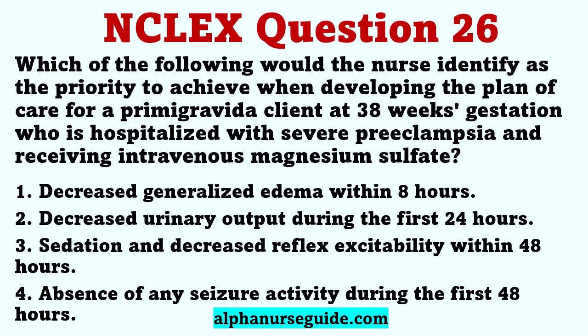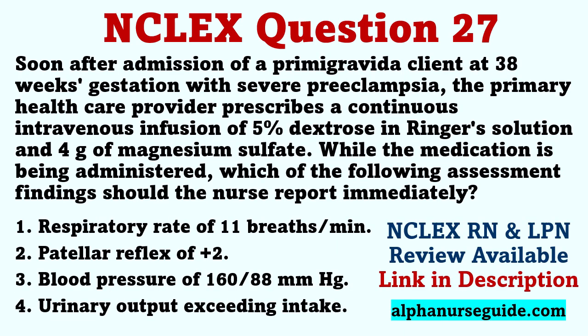sooner than 48 hours. Soon after admission of a primigravida client at 38 weeks gestation with severe preeclampsia, the primary healthcare provider prescribes a continuous intravenous infusion of 5% dextrose in Ringer solution and 4 grams of magnesium sulfate. While the medication is being administered, which of the following assessment findings should the nurse report immediately? 1. Respiratory rate of 11 breaths per minute. 2. Patellar reflex of +2. 3. Blood pressure of 160/88. 4. Urinary output exceeding intake.